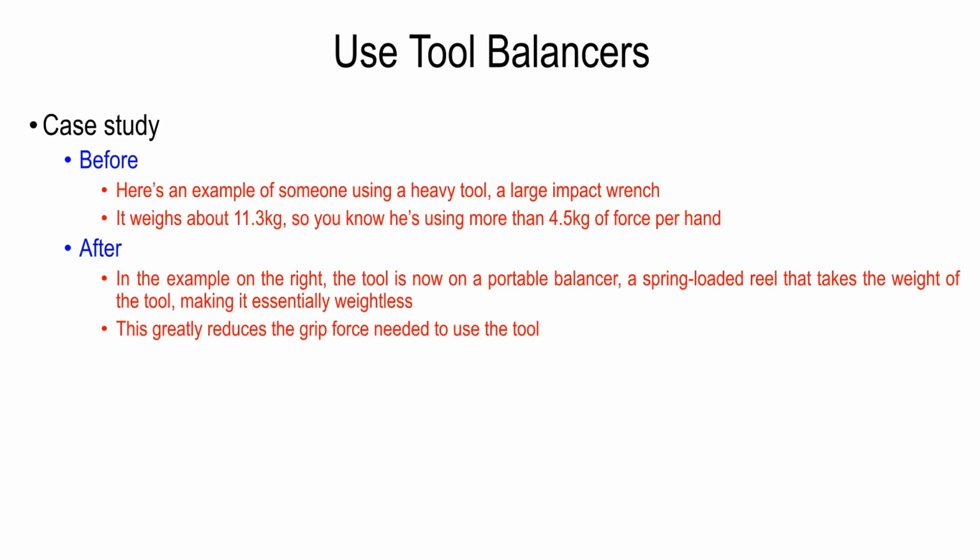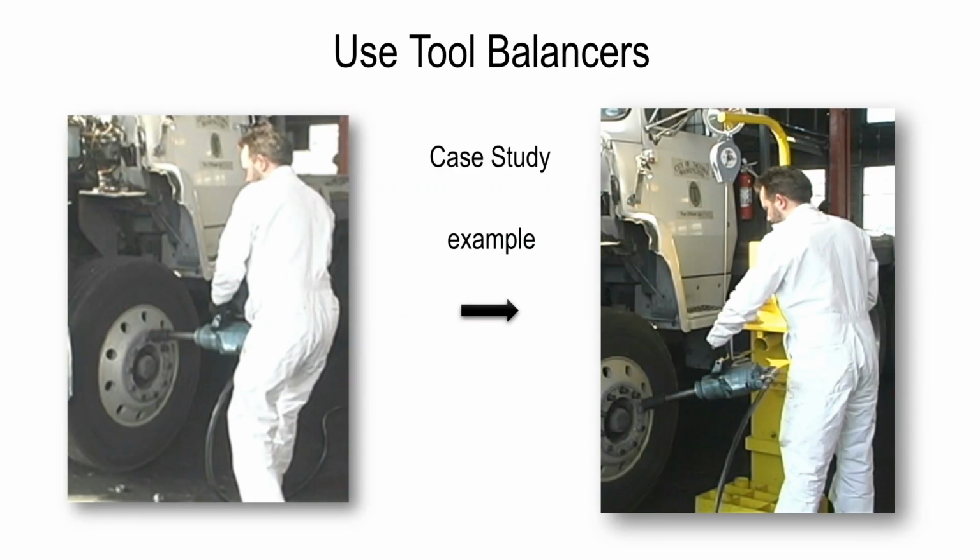A solution to high hand force is to use tool balancers. In this case study, using a heavy impact wrench, weighing about 11.3 kilograms, requires more than 4.5 kilograms of force per hand. By attaching the tool to a portable balancer, the weight is neutralized, significantly reducing the required grip force. This visual illustrates the case study. The before scene shows the use of the heavy impact wrench without a balancer, and the after scene shows the same work being done with the tool connected to a portable balancer.